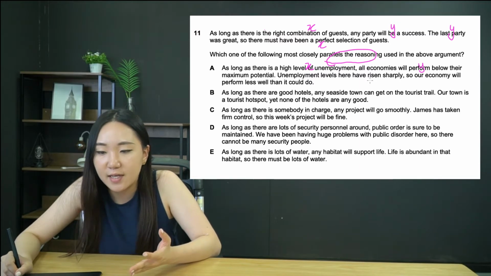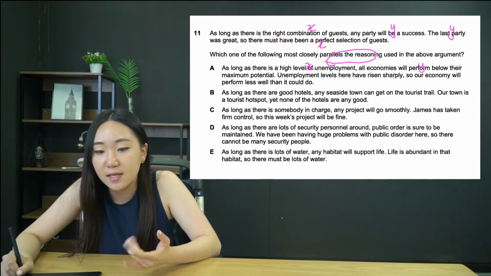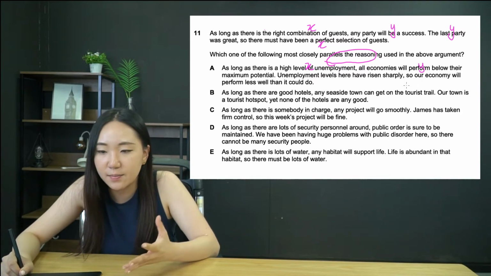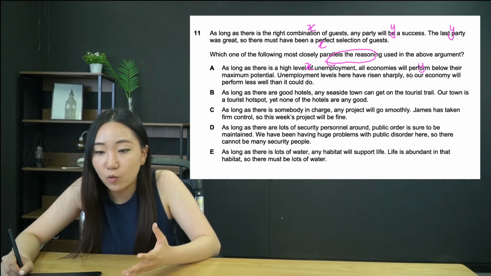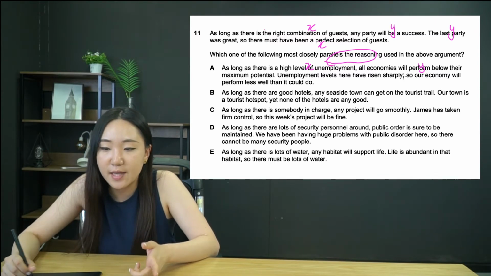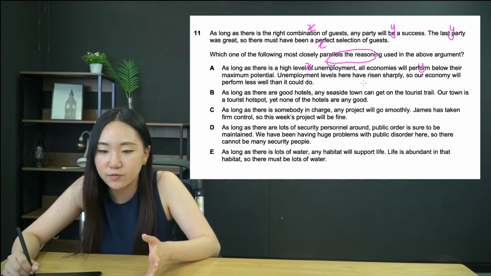And then the second part also does not check out, because it says "our economy will perform less well than it could do." Well, it's similar enough, but anyway, the order is wrong, because it should really go X, Y, Y, X, whereas this one goes X, Y, sort of X, sort of Y.